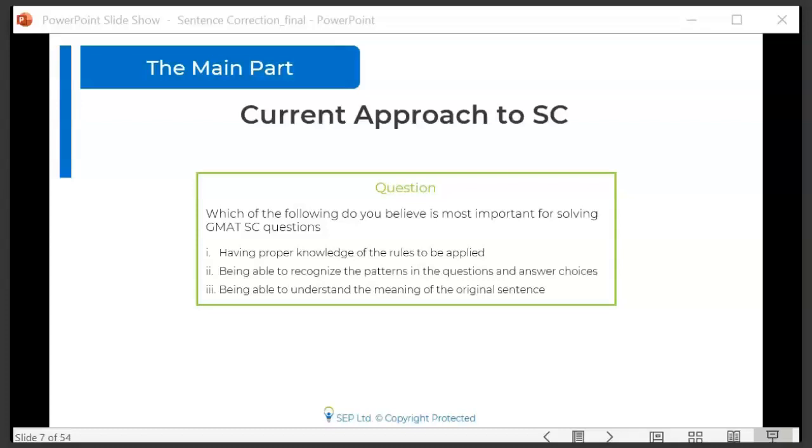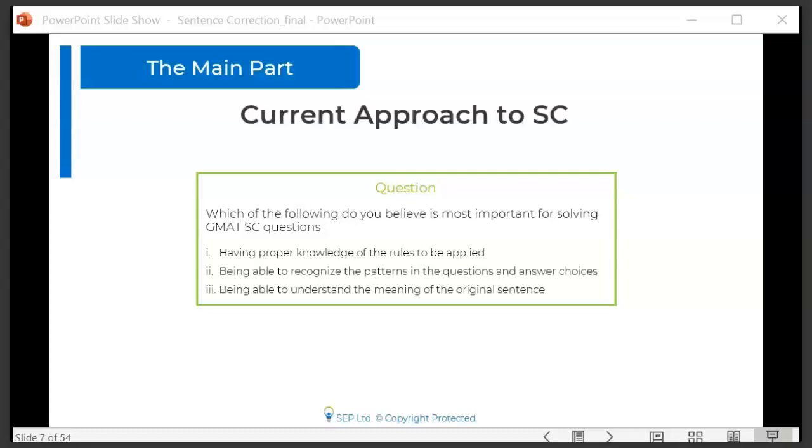All right, so I'll count 5 and I'll stop the poll. Here goes: 5, 4, 3, 2, and 1. Okay, so let me end the poll. And all right, 20% of you believe that it is most important to have proper knowledge of the rules to be applied. You should know all the rules of grammar so that you are able to solve the SC questions with accuracy.